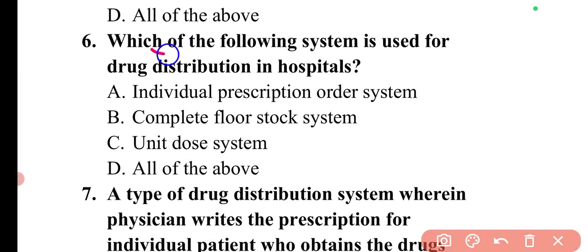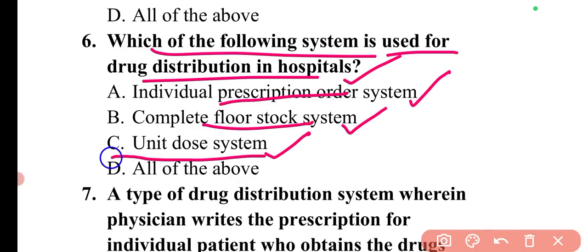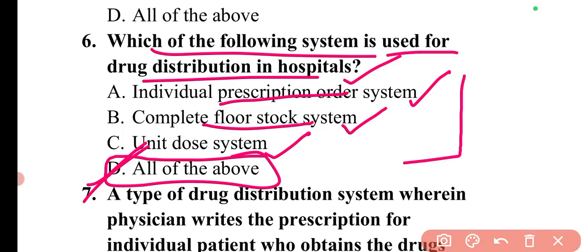Next question is, which of the following systems is used for drug distribution in hospital? So in hospital, for drug distribution, different systems are used. For example, individual prescription order system, complete floor stock system, unit dose system, and also a combination of individual prescription order system and floor stock system can be used. So here option D will be the correct answer. These are the different systems that are used for drug distribution in hospitals.